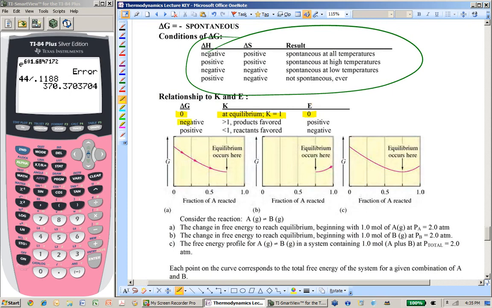So when delta G is negative, that means the products are favored. You're making product, the reaction's going forward, in other words. And E is positive, because that's what a spontaneous battery has, a positive E° cell. And then turn all of that around. If delta G is positive, then it's not spontaneous. You're going in the reverse direction if an equilibrium is present, and you're going to have a negative E.